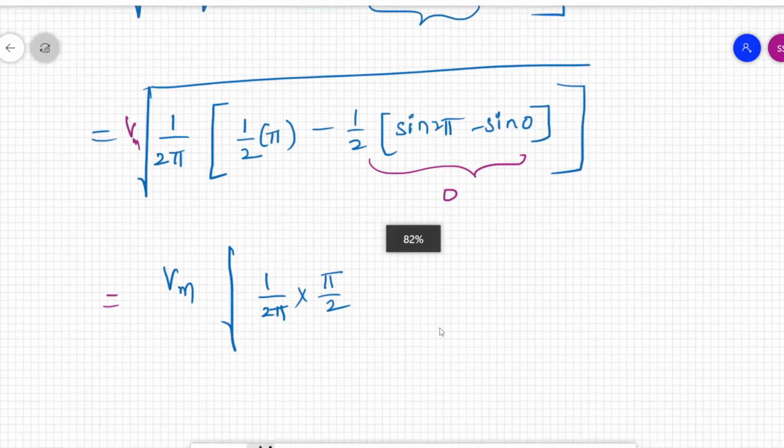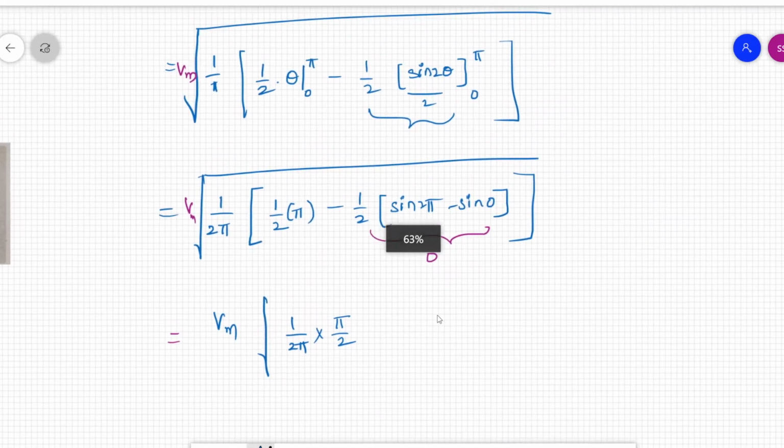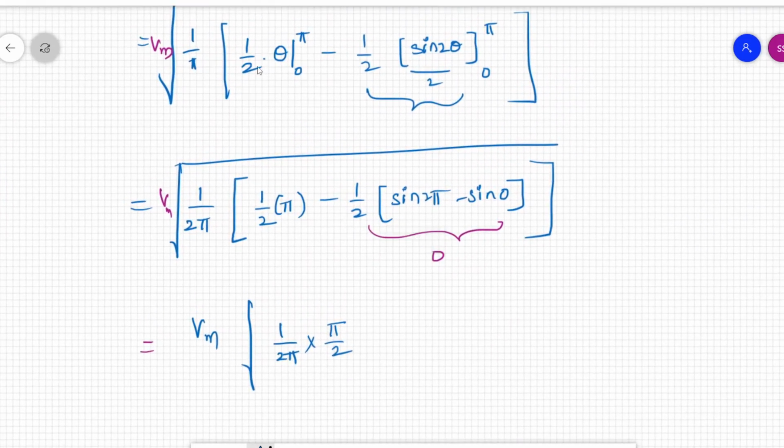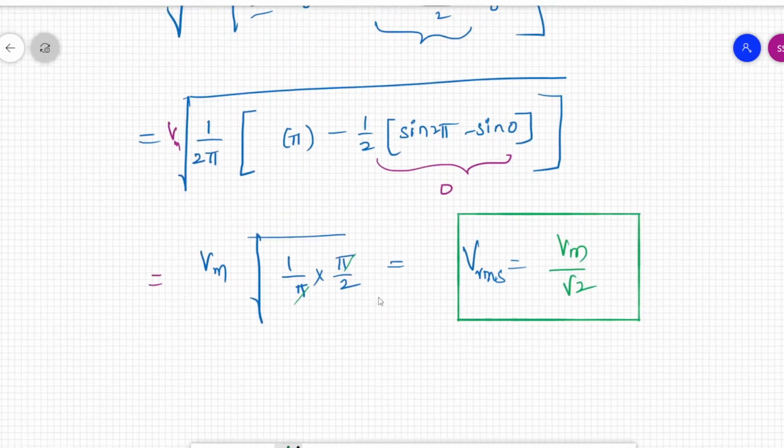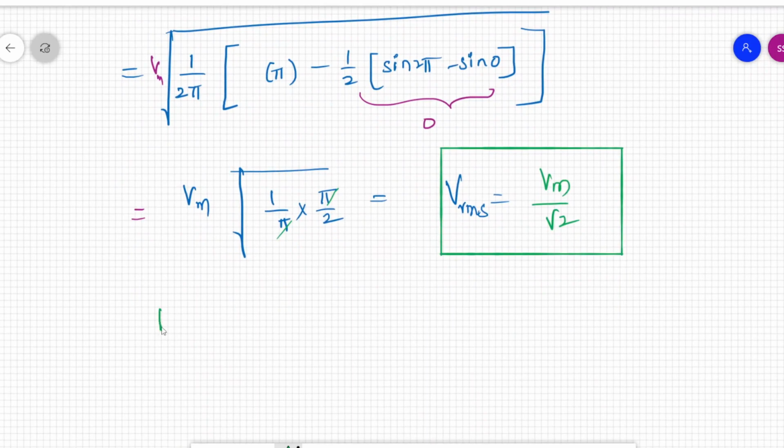So we have taken 1 by 2 common here, right? That is, here we have taken 1 by 2 as common, so there will be no 1 by 2 here. Okay, so this is not valid here. So now this is the expression for RMS value, that is Vrms equal to, so here we can cancel out pi, that will become Vm by root 2. Okay, so the RMS value of a full wave rectified output is Vm by root 2.